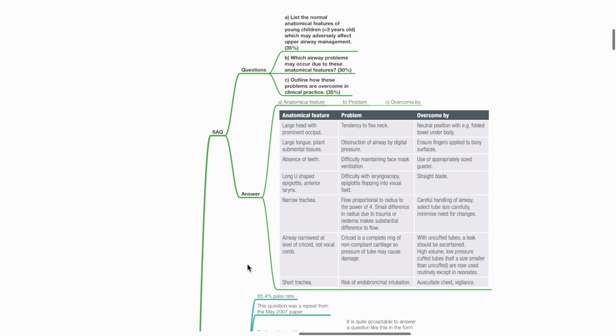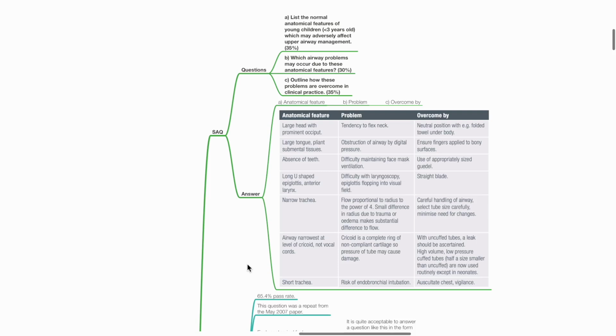Due to narrow trachea, as flow is proportional to radius to the power of 4, small differences in radius due to trauma or edema make substantial differences to flow. This is overcome by careful handling of the airway and selection of appropriate tube size, to minimize the need for changes in endotracheal tube. Airway is narrowest at the level of the cricoid, not the vocal cords, as the cricoid is a complete ring of non-compliant cartilage, hence pressure of the tube may cause tissue damage. With uncuffed tubes, a leak should be ascertained. High volume, low pressure cuffed tubes are now used routinely except in neonates.